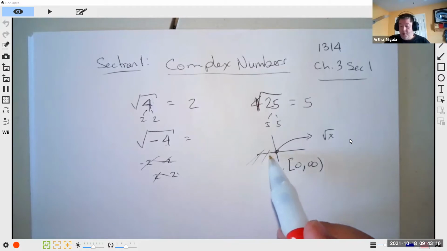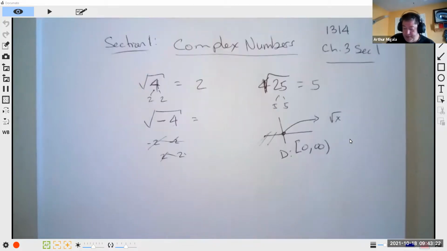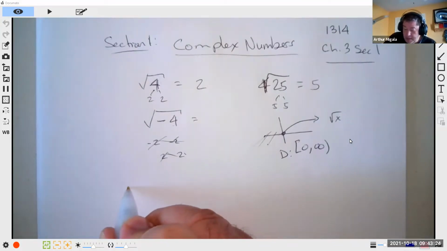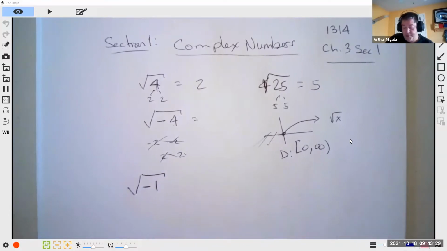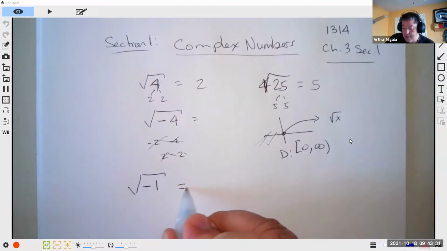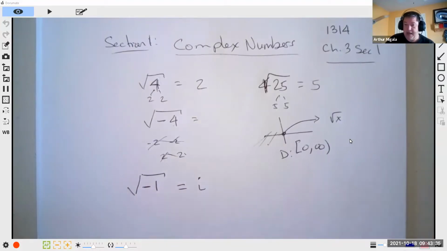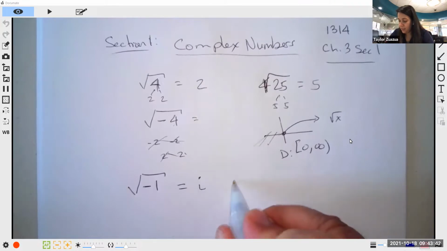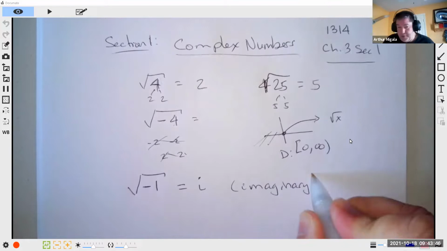And now the question is, what happens if I put a negative inside the square root? So the rule here is that whenever you see a negative inside a square root, we take that negative out of the square root and put an i in its place, in front. An i. i stands for imaginary.